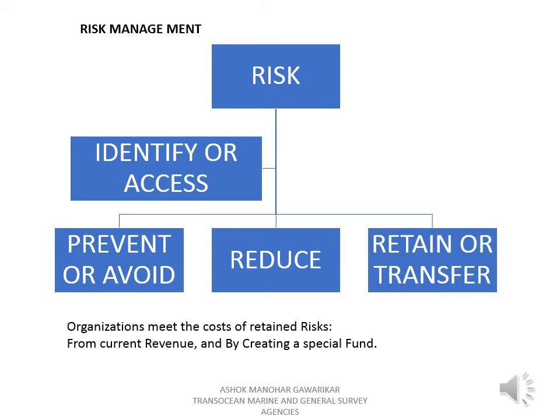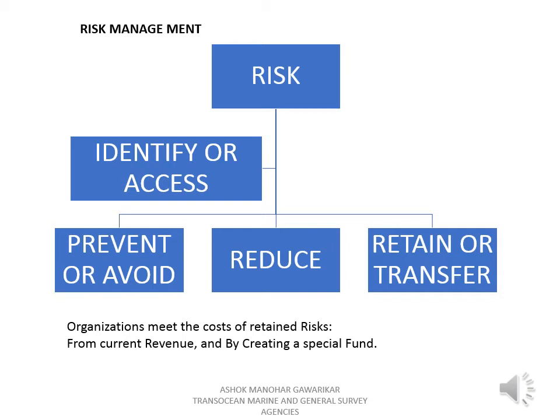Then you consider how much risk can be retained. What is your capacity of retention of the risk, and then how much risk can be transferred. Transferred to whom? Transferred to the insurance company. You can transfer so much of the risk to the insurance company. Insurance companies also consider their retention capacity and their total retention capacity. They will pass on the rest to the reinsurers.